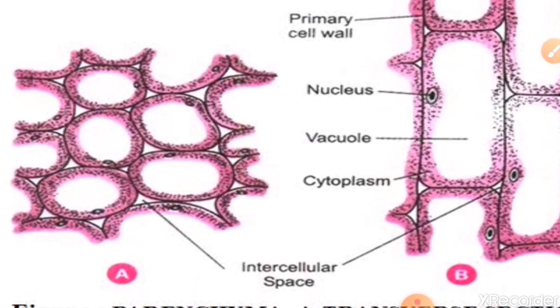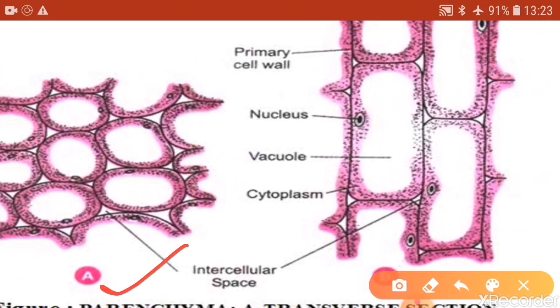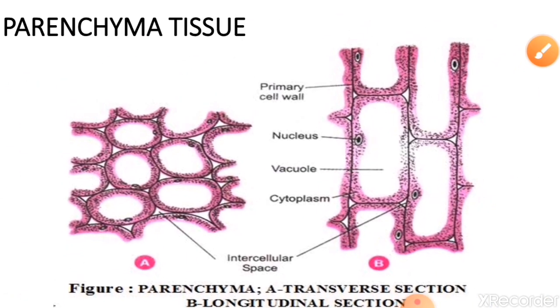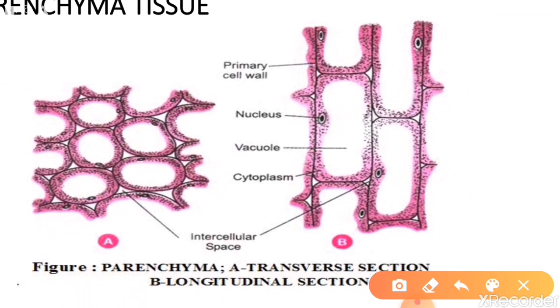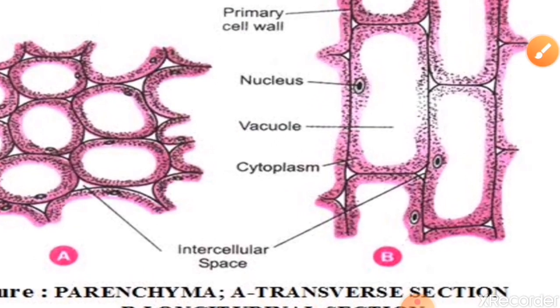Let us study the structure of the cell. The two diagrams that you see are the transverse section of parenchyma and the longitudinal section of parenchyma, right? Now, the cells of parenchyma are unspecialized, and these cells are isodiametric. That is, when you see the structure of the cell, you find the cell is equidistant from the center. Such a cell is said to be isodiametric, right?